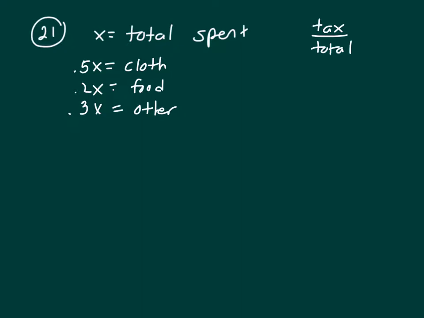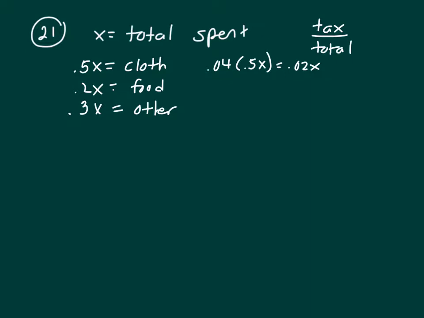So, tax. Jill paid 4% on clothing. Well, the way you calculate tax, you take the tax rate times how much you spent. So 0.04 times 0.5X. And 5 times 4 is 20. That's 0.02X. That's tax on clothing.